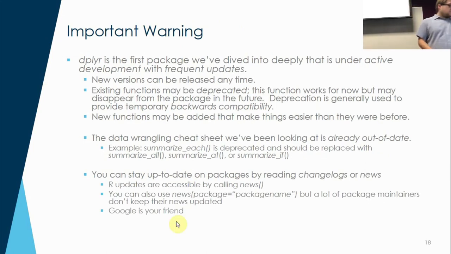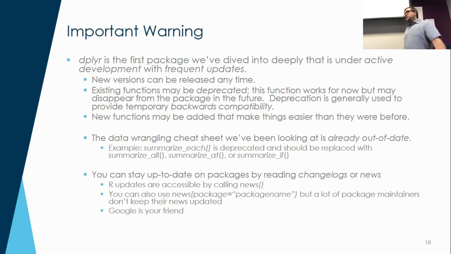All right. So I said at the beginning that there would be a warning, and I've alluded to it a couple times. dplyr is the first package that we've used in here that is under active, frequent development. What that means is that new versions of dplyr and new versions of tidyverse can be released at any time, and they can break code that you've already written because they change something. In general, we rely on the kindness of package maintainers for that not to happen. But they don't have to. They can totally change it tomorrow, and we would all have to adapt.